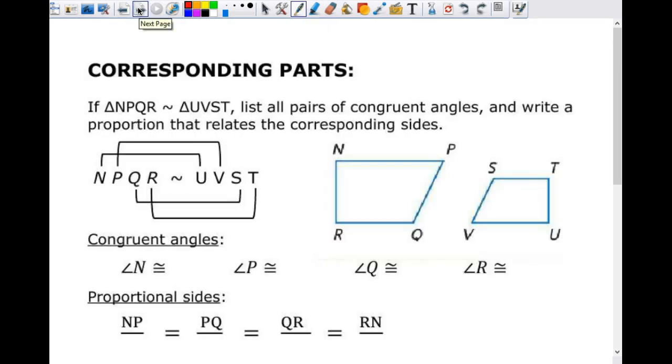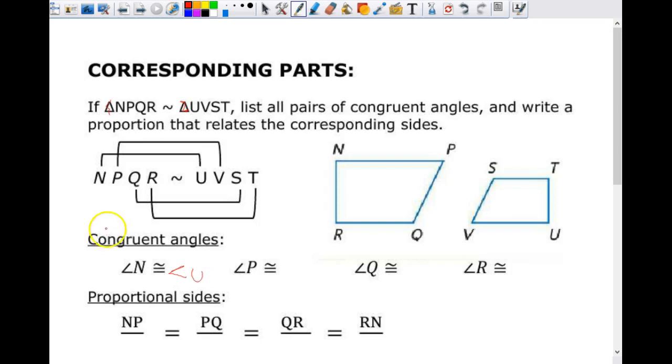All right. While writing similarity statements, it is super important that you write it in the right order. This is why. If polygon NPQR is similar to UVST, list all the pairs of congruent angles and write a proportion that relates the corresponding sides. Here's why order matters. N, we're looking for what is corresponding with N. Well, N is first in line, so U is also first in line, so those two are corresponding, so they're in the right order.